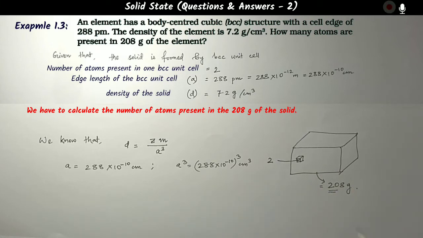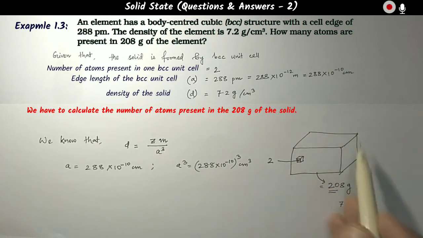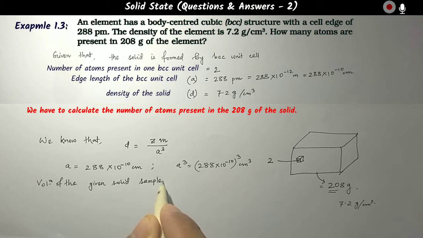Okay, so then the density is given as well, 7.2 gram per centimeter cube. So what will be the volume of this solid? The volume of the given solid sample, that means the whole solid, is equal to what? We know that the density is equal to mass per volume. So volume is equal to mass per density.